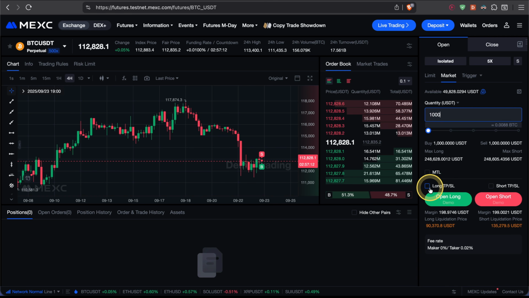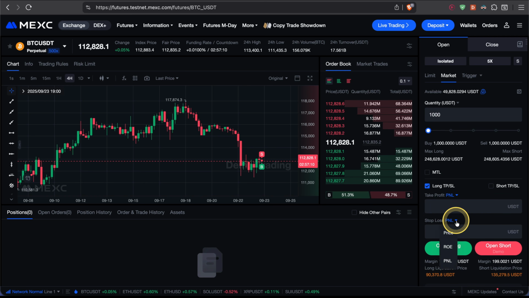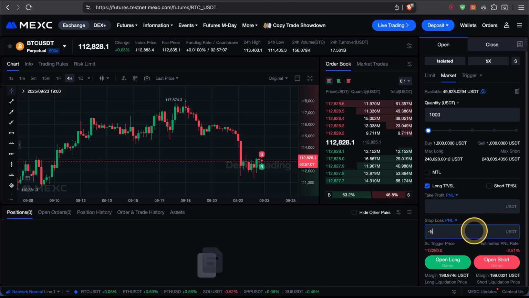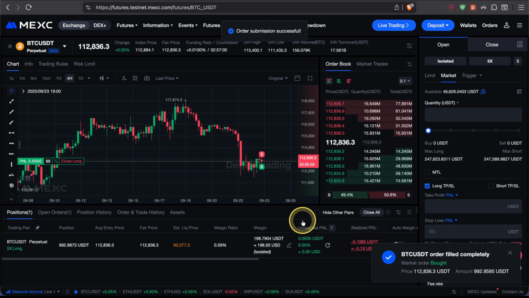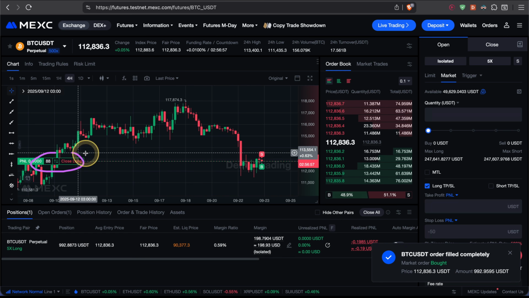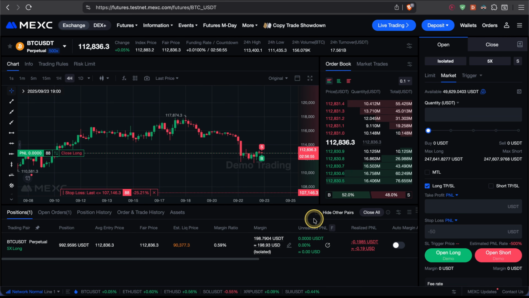Then we can also directly add the take profit and stop loss. In this case, we want to have the stop loss at a maximum loss of $50. And you can see the price is automatically calculated. And if we click on open long right here, you will see we directly opened our trade. This is where we entered right here, and down here is our stop loss.